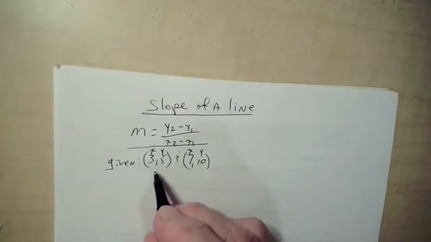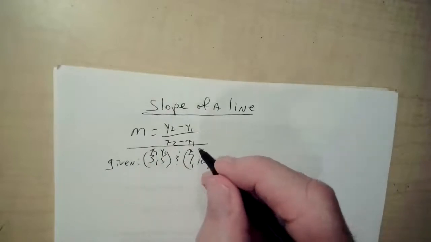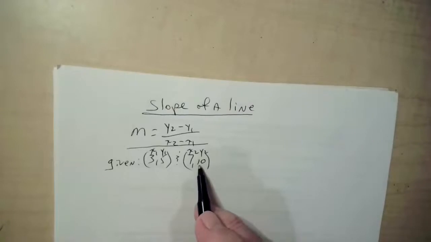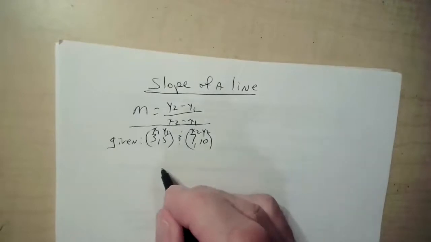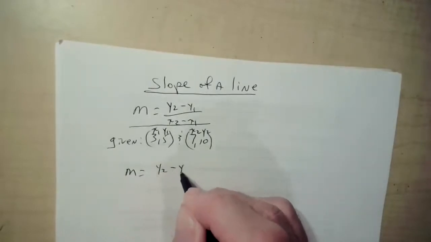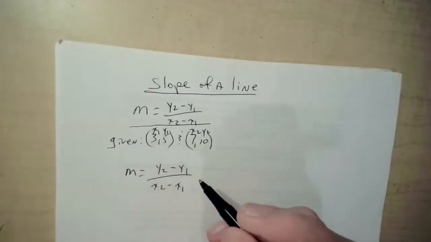Now, this is the first coordinate, so we call it x1 and y1. This is the second coordinate, so we call it x2 and y2. But this can be x1 and y1 also. It doesn't make any difference which one's which. Now we just plug in the numbers. Again, slope is y2 minus y1 over x2 minus x1.